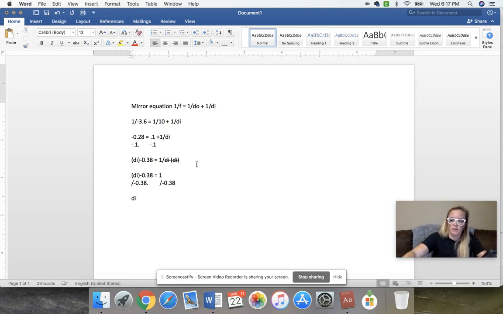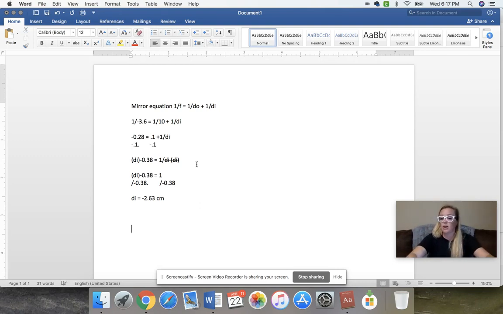Di will be equal to a negative. Again, notice where it is: it's located on the back side of the mirror, our image over here. So I get a negative 2.63 centimeters, which is really close to that 2.5 that I roughly measured. It was actually probably closer to 2.6. Yep, looks good. So now let's do the magnification.